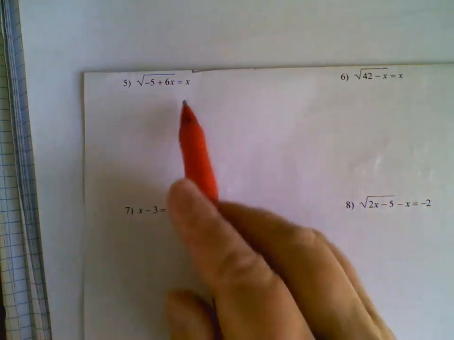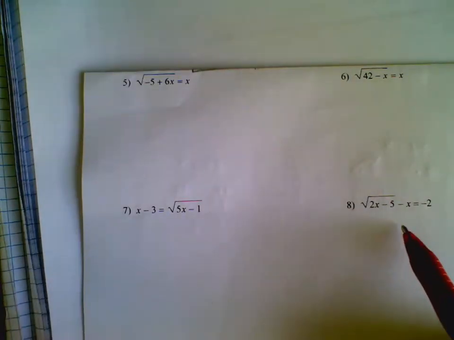Okay, so here's where the radical equations get a little bit more difficult. Anytime you have an x outside of the radical, that means that when you square both sides, you're going to wind up with an x squared somewhere in your equation, which means it'll be quadratic.